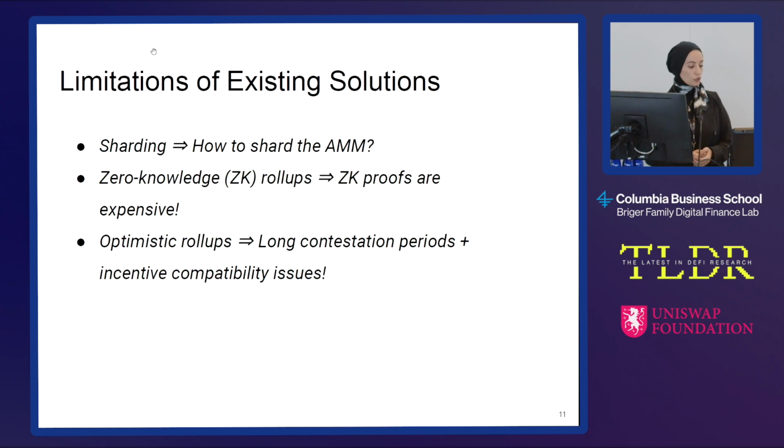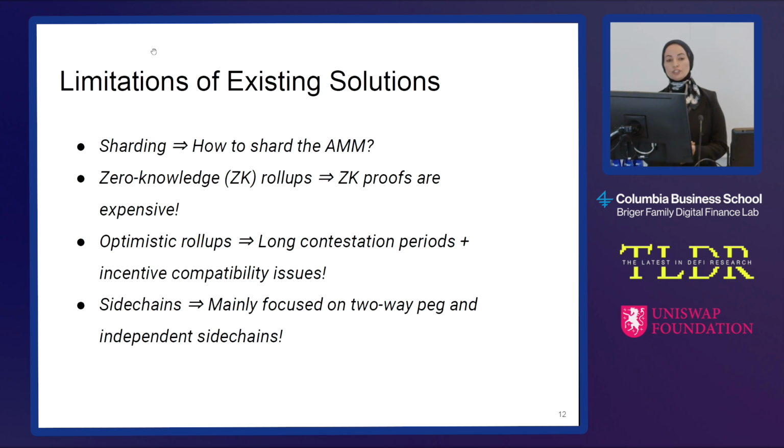Zero-knowledge rollups require expensive zero-knowledge proofs to be generated, and this cost increases when you attest to complex or sophisticated transactions. Optimistic rollups, on the other hand, require long contestation periods on the order of days, and this will degrade performance, not to mention the problem of how to incentivize untrusted verifiers to check or validate the state changes that were produced off-chain.